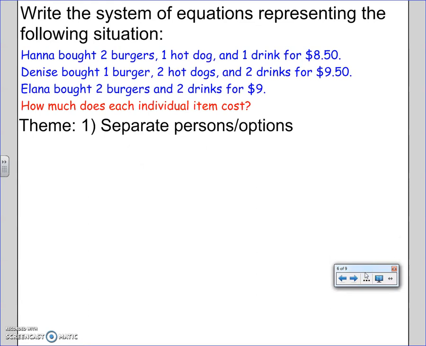Hannah bought 2 burgers, 1 hot dog, and 1 drink for that much. Denise bought 1 burger, 2 hot dogs, and 2 drinks for that much. Elena bought 2 burgers and 2 drinks for that much. So this is the theme.